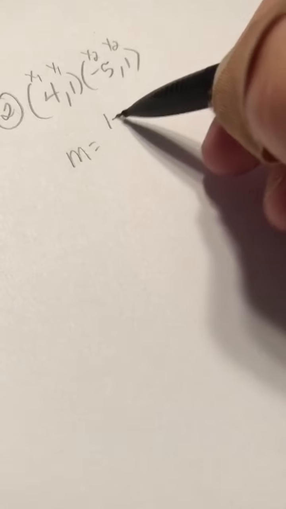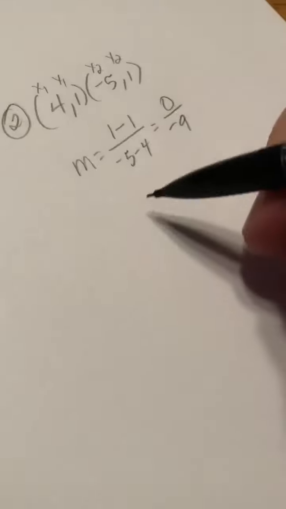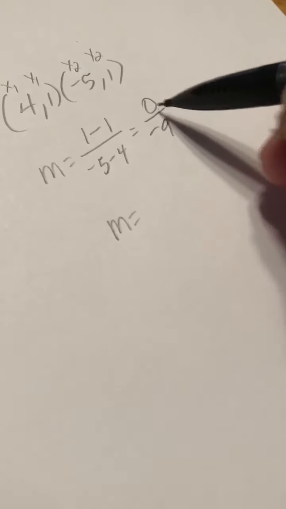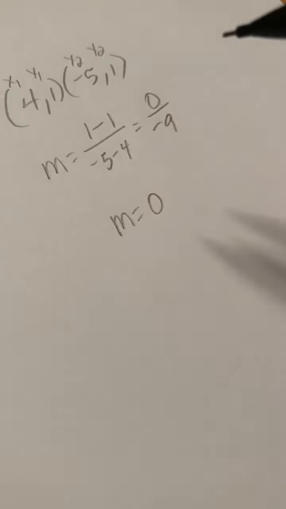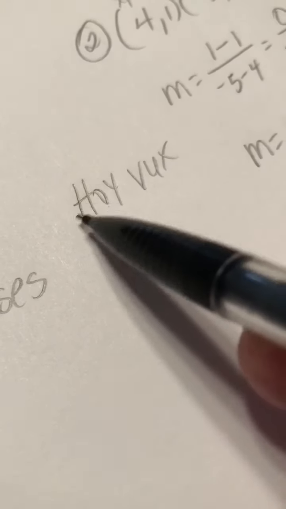m equals 1 minus 1 over negative 5 minus 4. Which gives us 0 over negative 9. This is not reduced. Some of you are leaving it that way. That is wrong. It is not reduced. 0 divided by anything is 0. And if you follow our acronym that I gave you, we know a zero slope is horizontal.